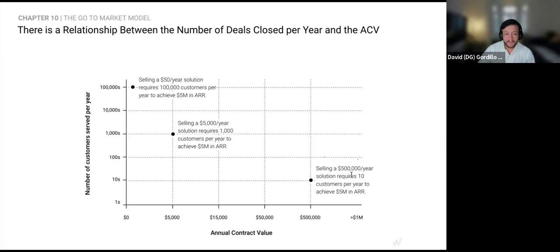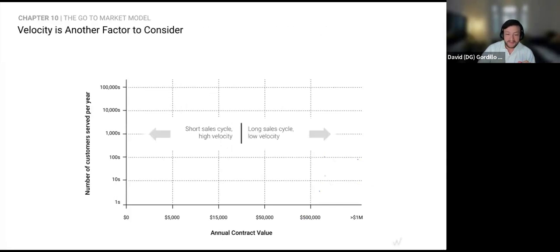Another relationship in this model is that the lower the ACV, the faster the sales cycle tends to be, meaning that when we are getting closer to zero, it tends to be transactional sales. But if we go above 50 and so on and so forth, this tends to be more enterprise sales as well. So longer sales cycles, more complex, more people involved as well.